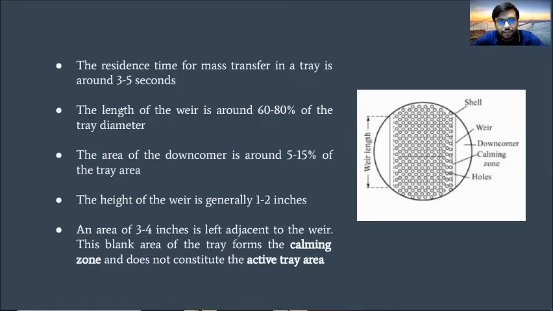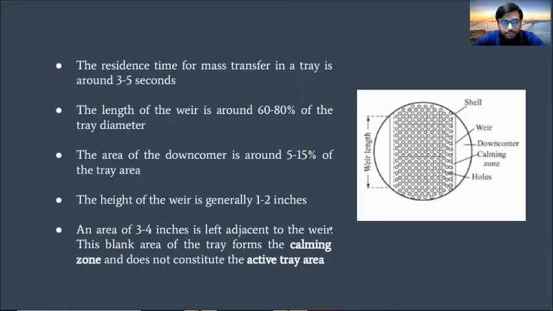The length of the weir that we see is around 60 to 80% of the tray diameter. The area of the downcomer is 5 to 15% of the tray area. The height of the weir, that is the obstruction in which the liquid gas dispersion collects, is generally 1 to 2 inches.